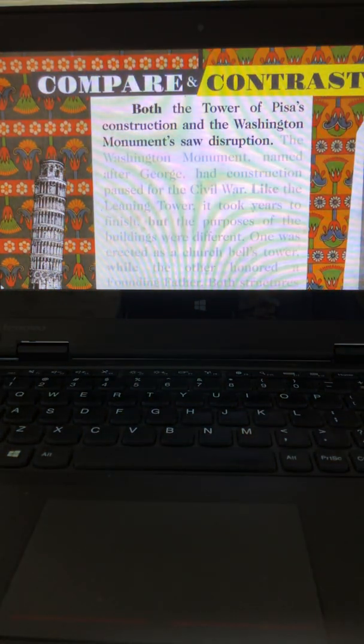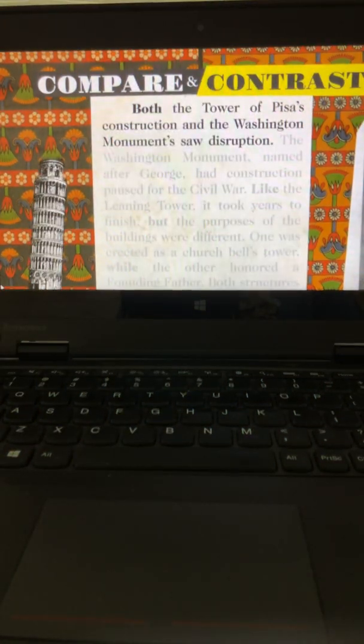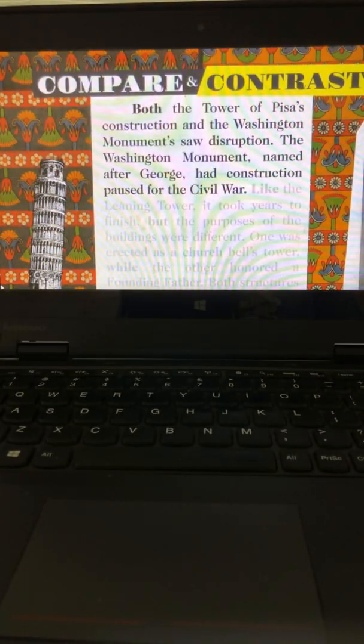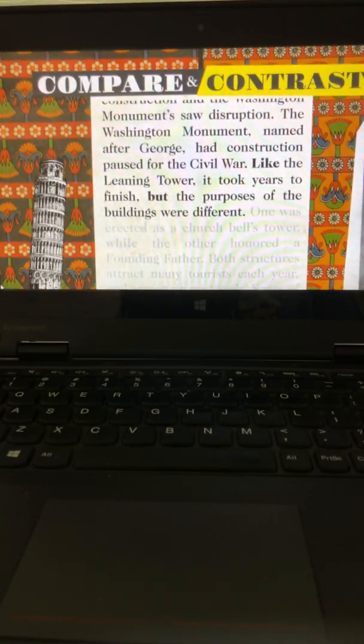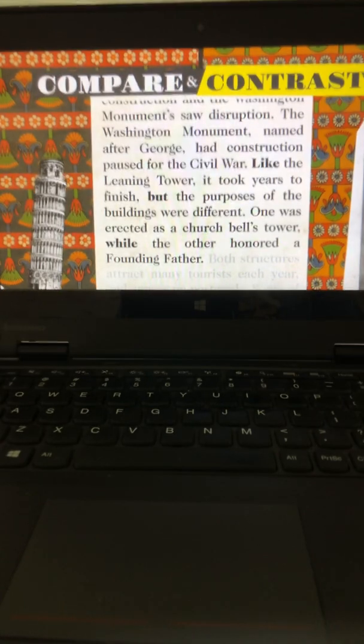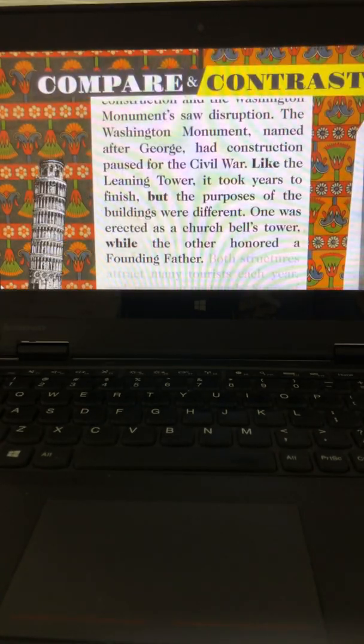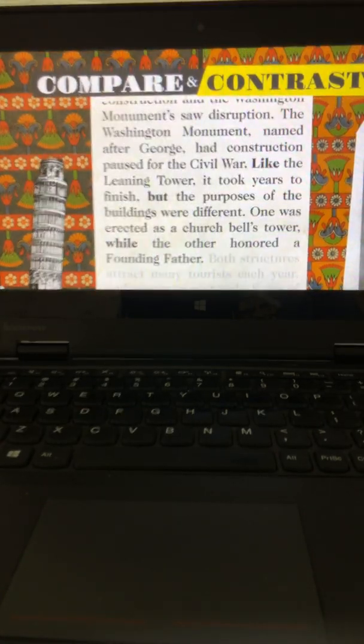Both the Tower of Pisa's construction and the Washington Monument saw destruction. The Washington Monument, named after George, had construction paused for the Civil War. Like the Leaning Tower, it took years to finish, but the purposes of the buildings were different. One was erected as a church bell's tower, while the other honored a founding father. There we compared the two different towers.